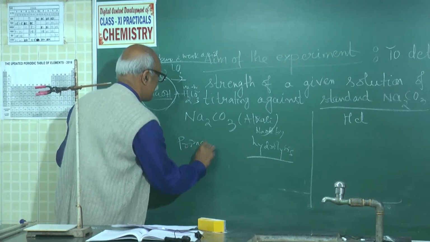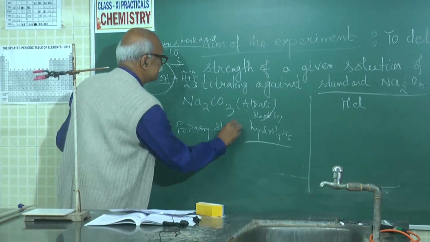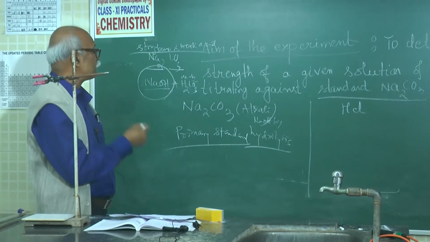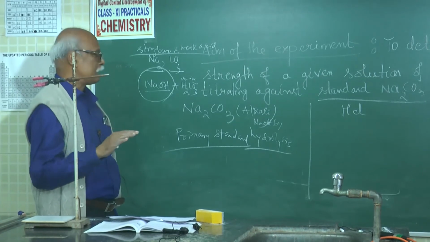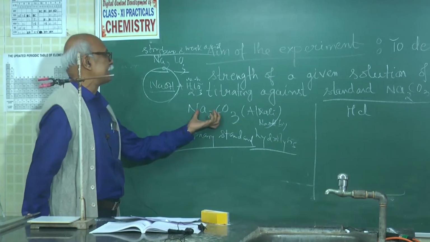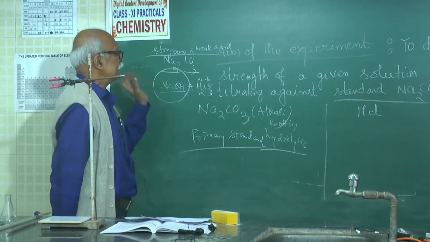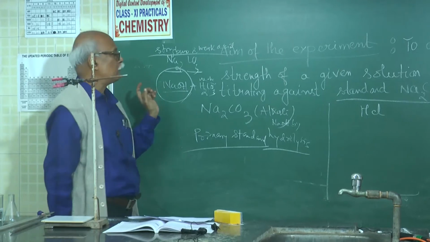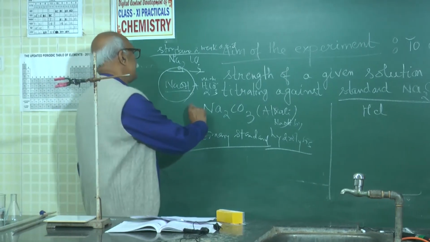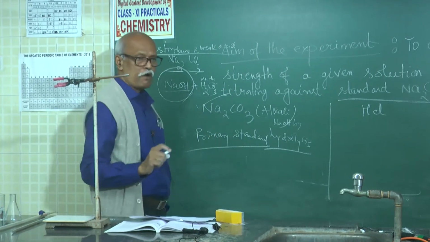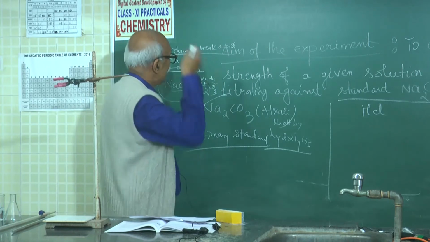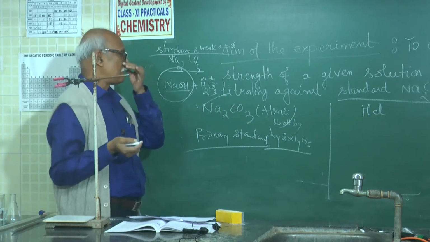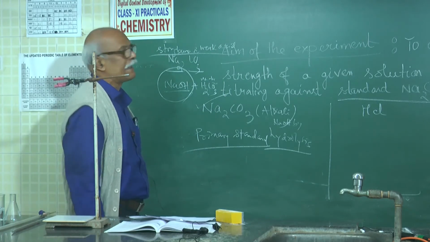This is taken as a primary standard because it is a stable crystalline compound, and it is not deliquescent or efflorescent. So a primary standard never changes its weight during weighing. So sodium carbonate is a stable and pure compound, and we can take it as a primary standard. But hydrochloric acid is prepared by dissolving hydrogen chloride gas in water.